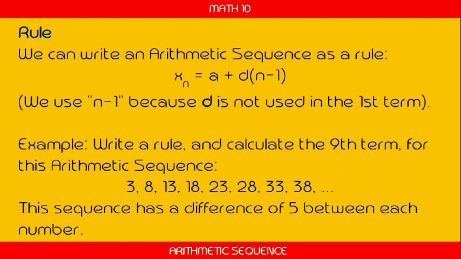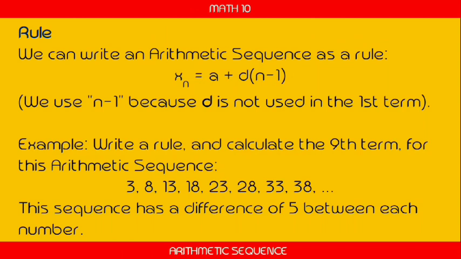Rule. We can write an arithmetic sequence as a rule. x sub n is equal to A plus D times (n minus 1). We use n minus 1 because D is not used in the first term.